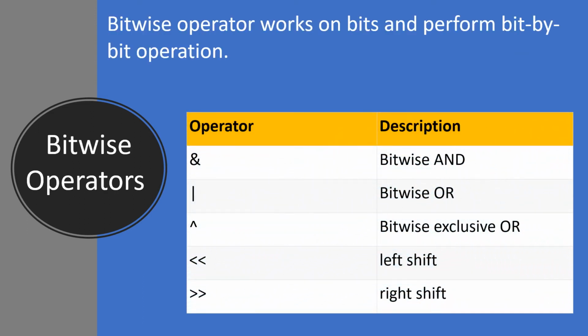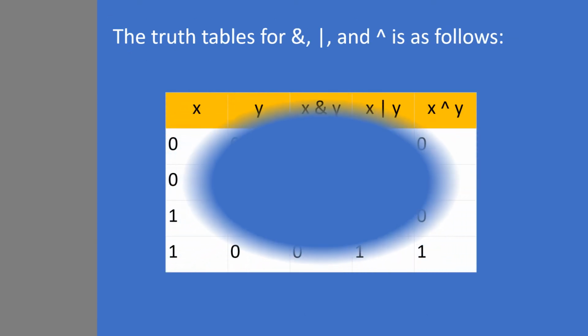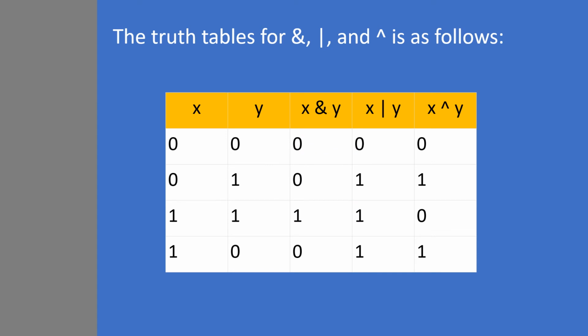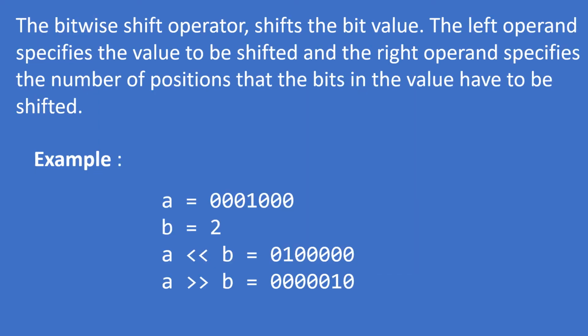Bitwise operators. Bitwise operators work on bits and perform bit-by-bit operation. The table lists the bitwise operators supported by C: bitwise AND, bitwise OR, bitwise exclusive OR, left shift, right shift. The truth tables for the bitwise operators are as follows. The bitwise shift operator shifts the bit value. The left operand specifies the value to be shifted, and the right operand specifies the number of positions that the bits in the value have to be shifted.